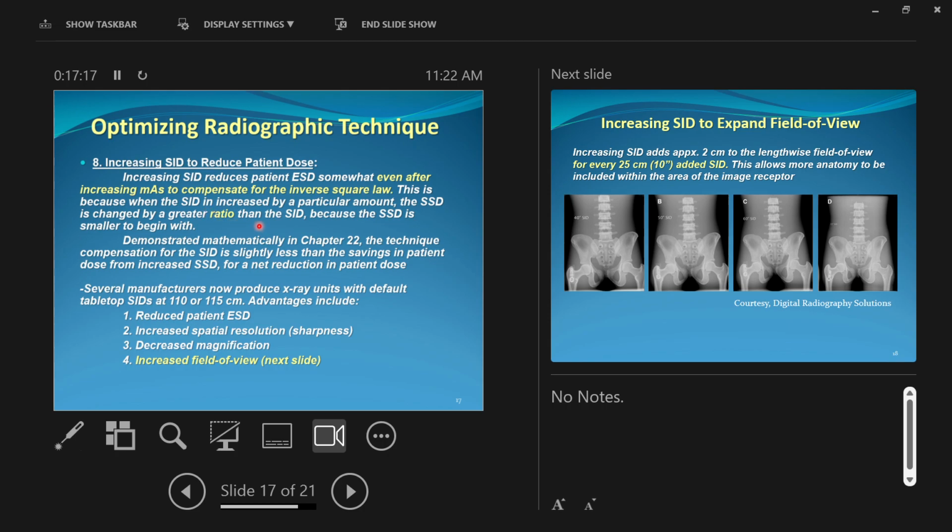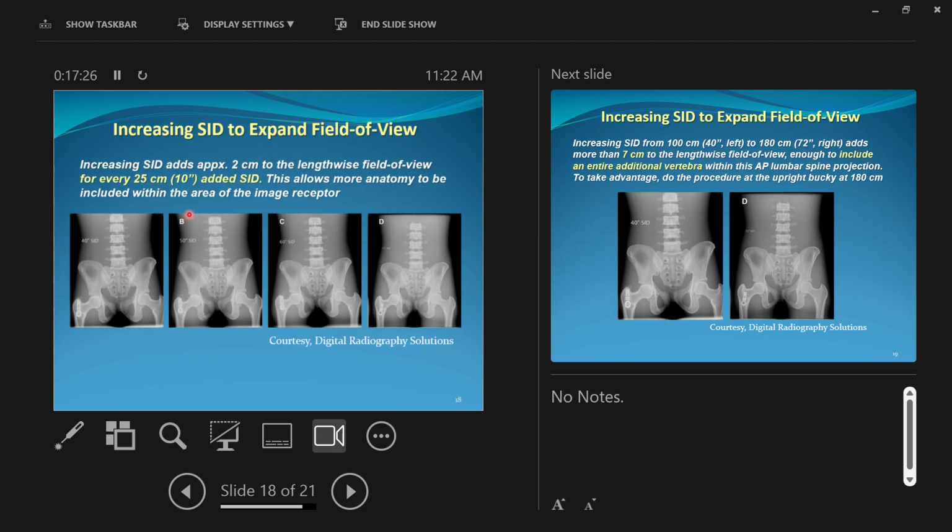Increasing SID reduces patient dose. That's good, but you often have to increase exposure to counteract the increase in SID. One thing that is useful though with SID is increasing SID to expand your field of view.